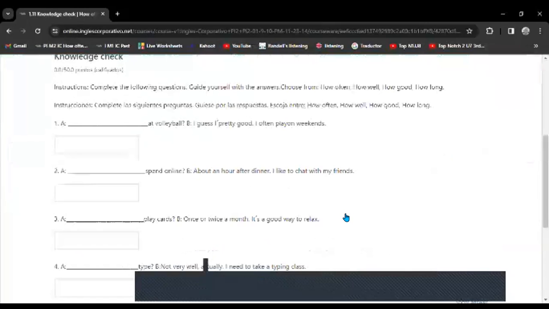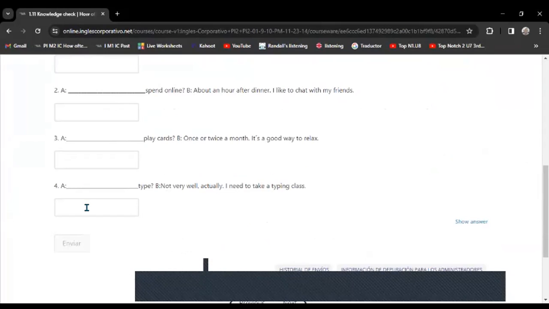In this exercise, what you have to do? You have to complete the following questions. Guide yourself with the answers. Choose from how often, how well, how good, how long. For example, here, number four, how well. How well do you type? Not very well, actually. I need to take a typing class, right?